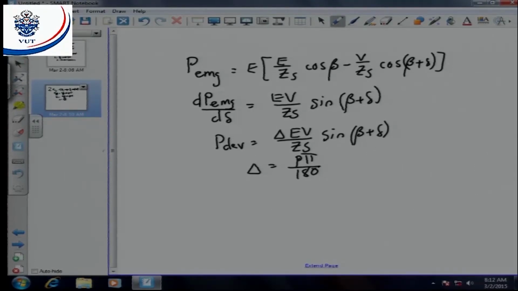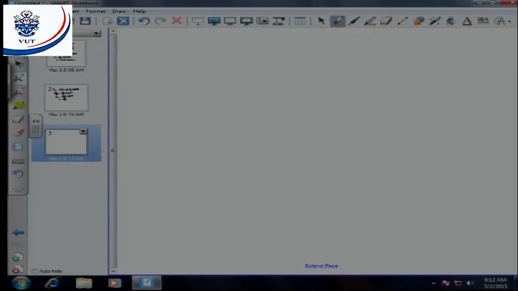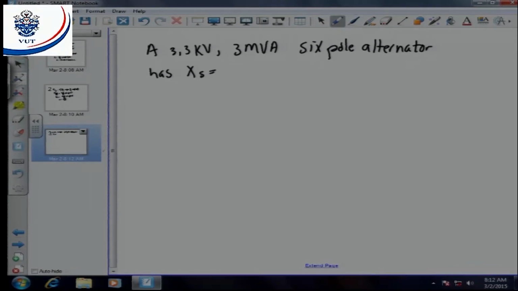Now let's look at an example. A 3.3 kilovolt, 3 MVA, 6-pole alternator has a reactance of 0.25 per unit. Calculate the synchronizing power and the corresponding torque.